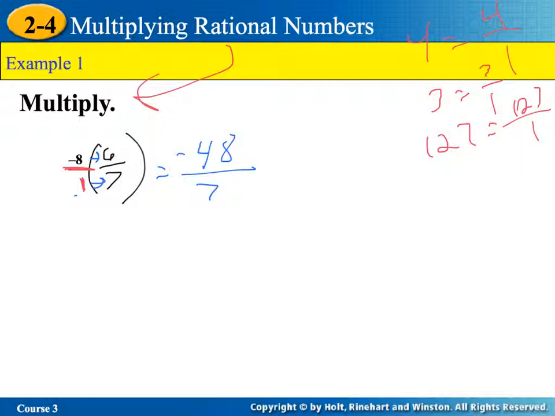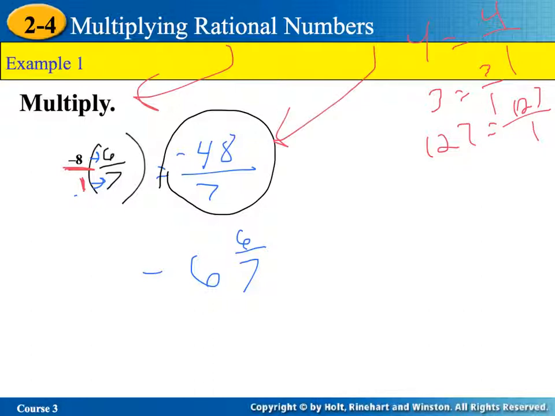Now, I am okay with you leaving it as an improper fraction like this. However, I know some of you want to change this into a mixed number. You can do that. It would be -6 and 6/7, because you just divide 48 by 7 to get -6 and 6/7. If you want to know how to change it into a mixed number, please come up to me tomorrow and ask. Otherwise, I am perfectly fine with you leaving it as -48/7. Okay, let's keep going.